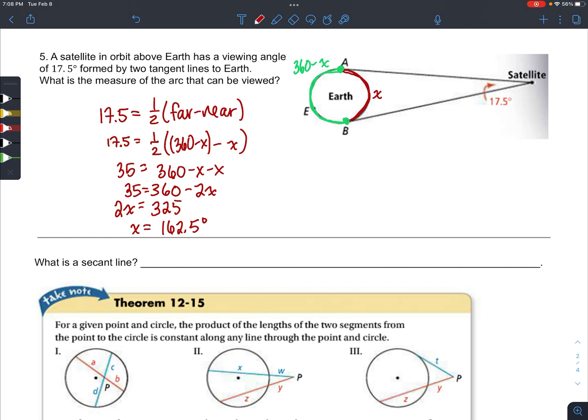So kind of an interesting question, and we had to come up with a label for that green, which was probably the most difficult part, but it's just the remainder from 360. You know, X takes up so much, and then green's just the leftover.